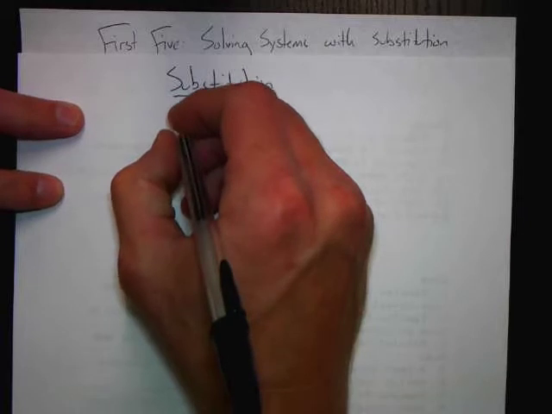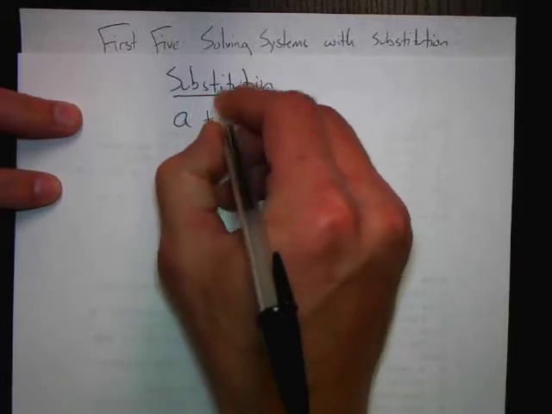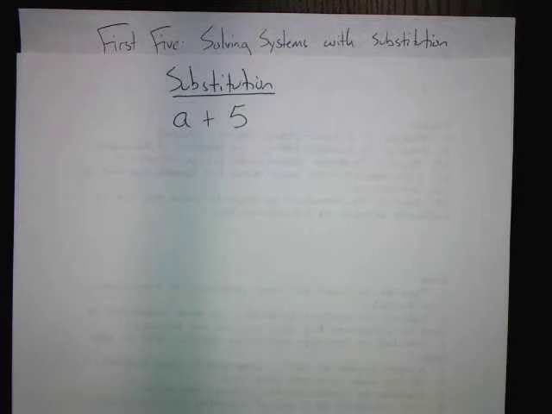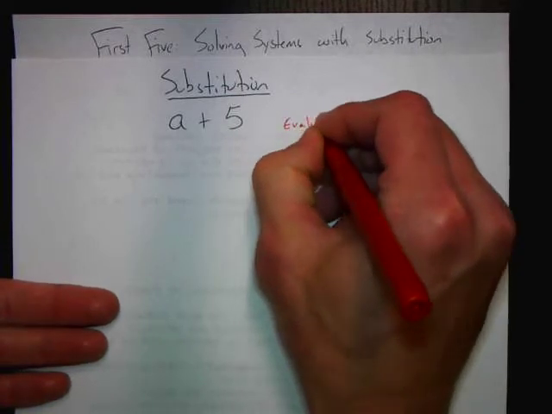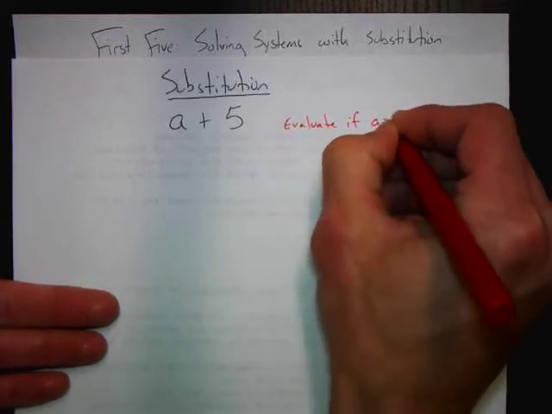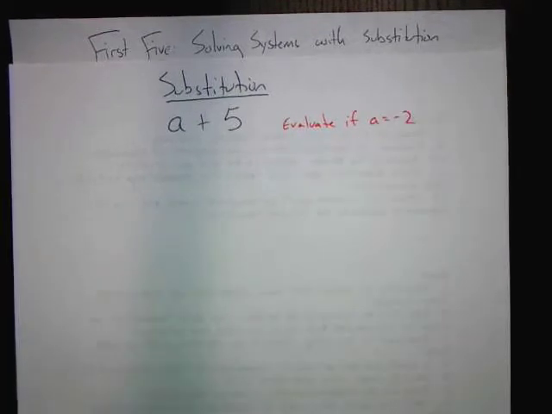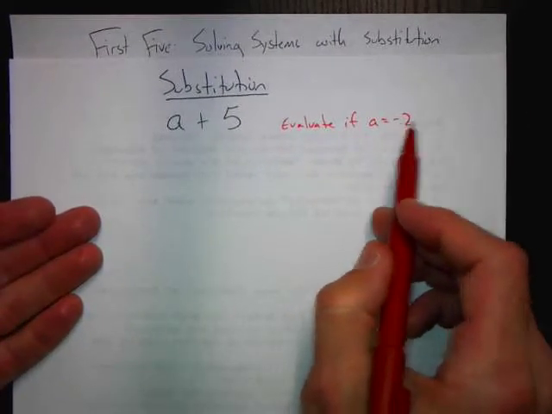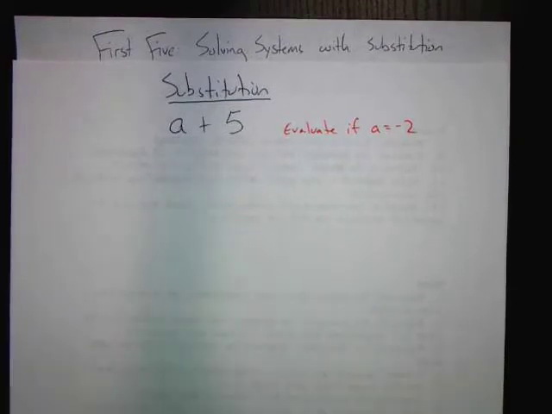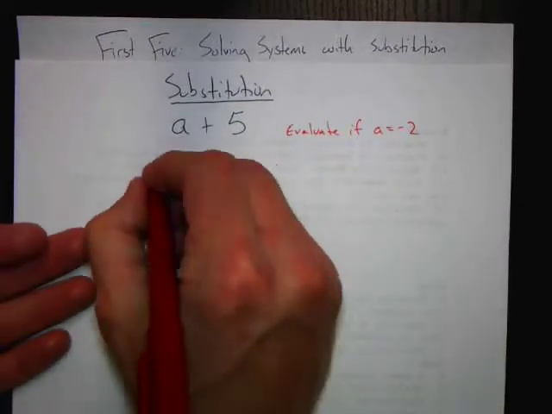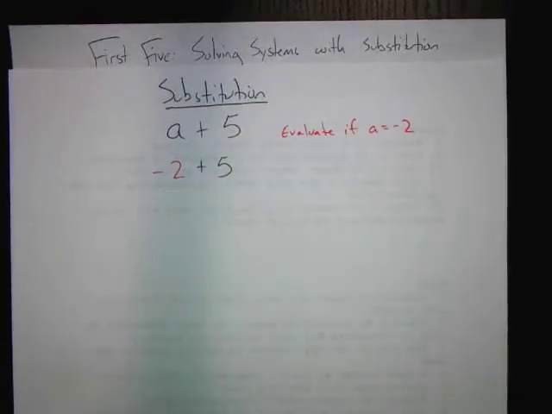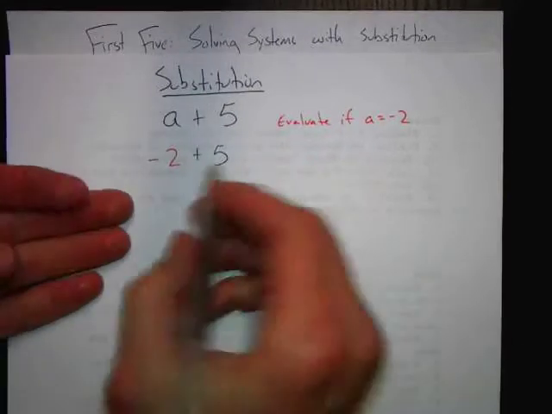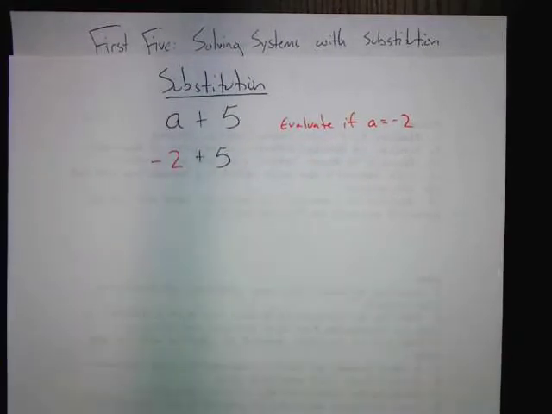So the basics that we used to do is if we had a plus 5, and we're going to evaluate that if a was -2. The way substitution works is you take that value of -2, substitute it for a, and then we have -2 plus 5. That's the meat, right? That's what substitution is. And of course you get 3, but that's not the point.